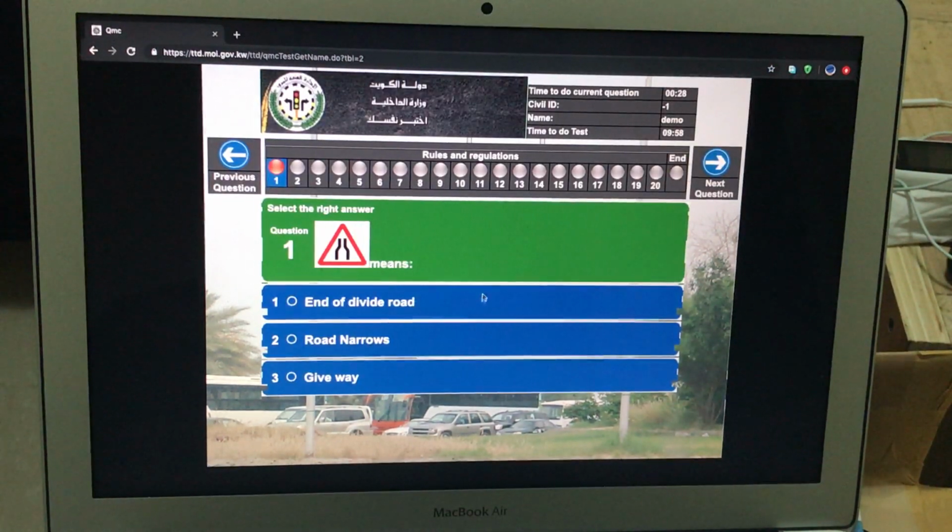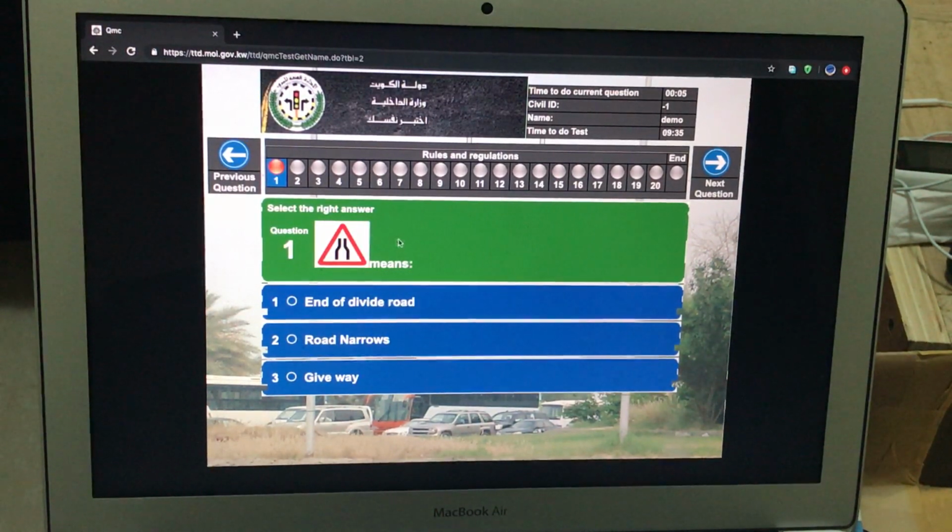Here I would like to tell you a few things. Time to current question: you will have around 30 seconds to answer one question. It is a demo since there is no civil ID, and here it will be your name. In the actual exam, your name will show. Time to do the test is 10 minutes, so 20 questions total and you have only 10 minutes to attend. And you will get your result almost immediately. So let us start.